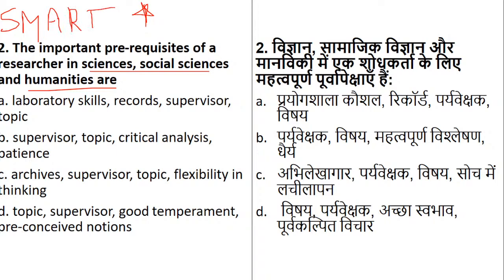SMART objectives in research, it means specific, measurable, achievable, realistic, and time bound. That is the expansion of the acronym SMART. Is it clear? If you want me to repeat it again, I'll do that. Specific, measurable, achievable, realistic, and time bound. Fine? Okay. Question number 2, everyone, I hope you're reading it and you're trying to come up with a proper answer.